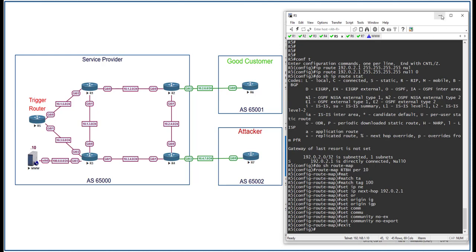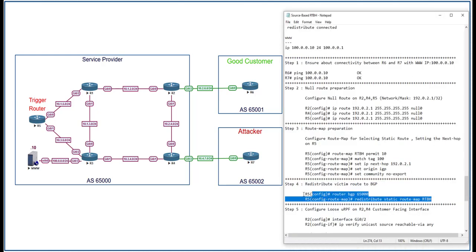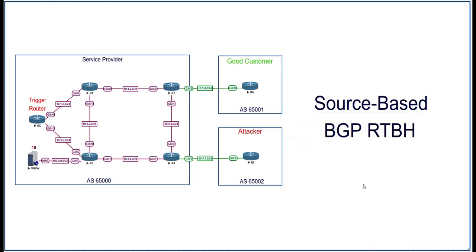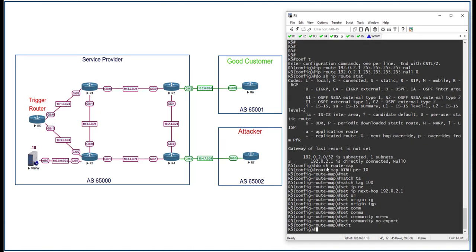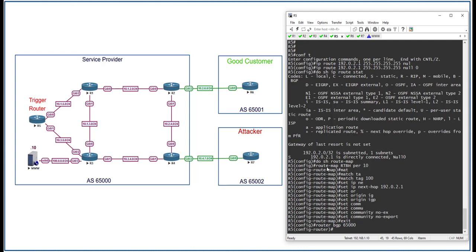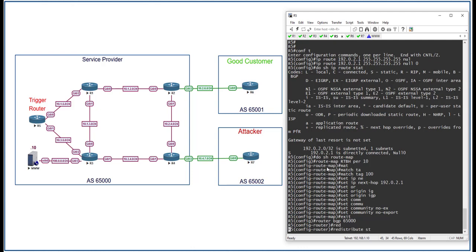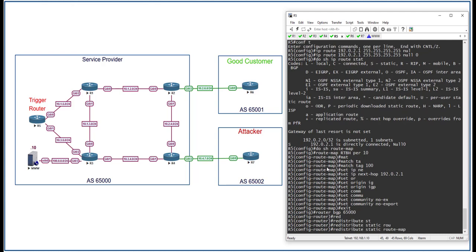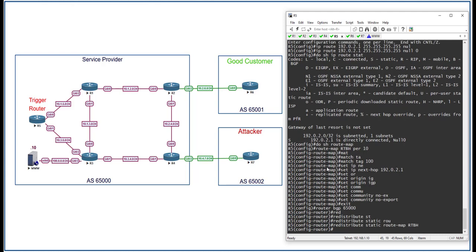And also after that, like the previous scenario, we configure BGP for redistributing static routes into the BGP table according to the route map we configured here. Here in router 5, router bgp 65000, and after that we configure redistribute static and then route-map RTBH. Until now we configured destination-based RTBH.